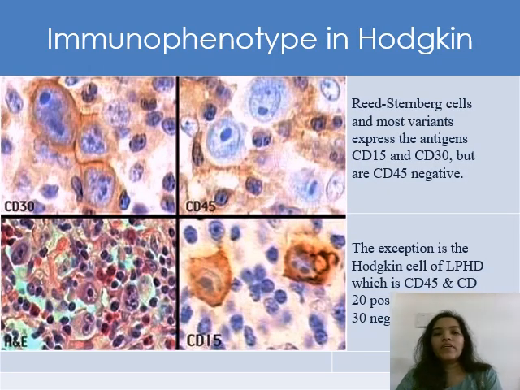So the Reed-Sternberg cell, as we already saw in the previous one, CD15 and CD30 are usually positive if it is a classical variant of Reed-Sternberg cell, and CD45 is usually negative. But in case of lymphocyte-predominant Hodgkin's lymphoma, we have more CD45 positivity, and CD15 and CD30 are usually negative.